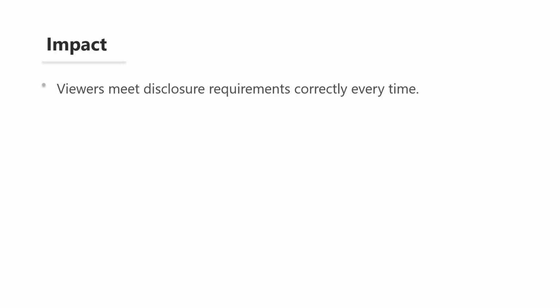Third, be specific, not vague. Name the tools you used. Describe the specific tasks. Explain your verification process. Vague disclosures raise more questions than they answer.